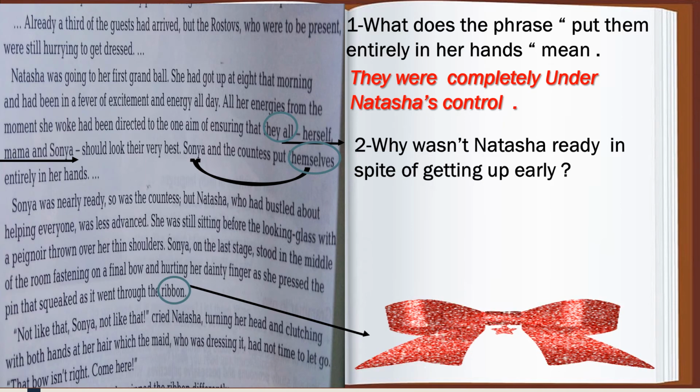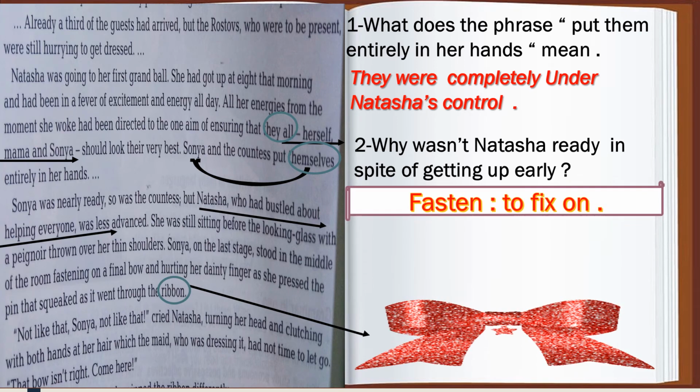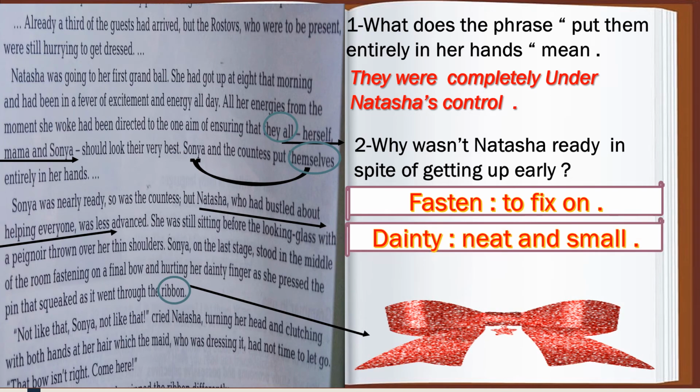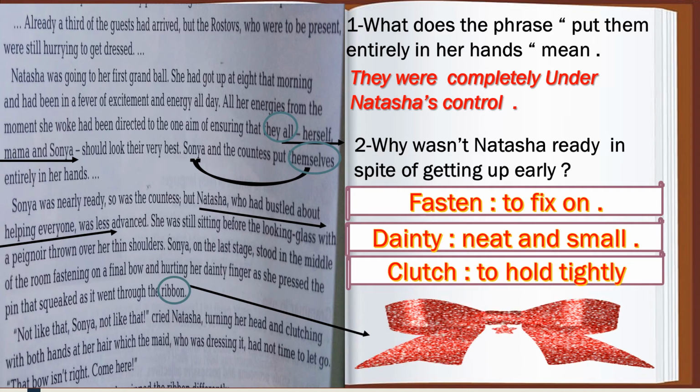Why wasn't Natasha ready in spite of getting up early? Because she was busy helping everyone. Okay, again, she was busy helping everyone. What do you mean by fasten? I want to fasten this ribbon, it means to fix on, to tie. Dainty finger means, excellent, neat and small. To clutch on something is to hold tightly, okay?